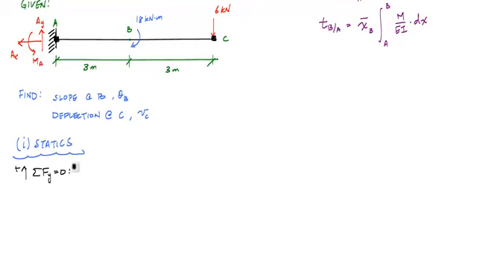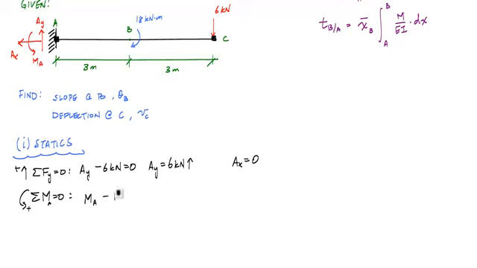So if I sum the forces in the vertical direction, I'm going to have AY minus 6 kilonewtons equal to 0. And that tells me AY is 6 kilonewtons upwards. If I sum the forces in the horizontal, I'm not even going to write that out. That's going to tell me AX is equal to 0. If I take moments about point A, I will have minus 18 kilonewton meters minus 6 kilonewtons times 6 meters equal to 0. And that will tell me that MA is equal to 54 kilonewton meters going counterclockwise.